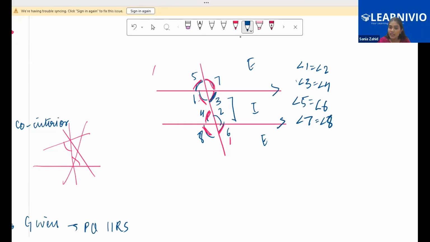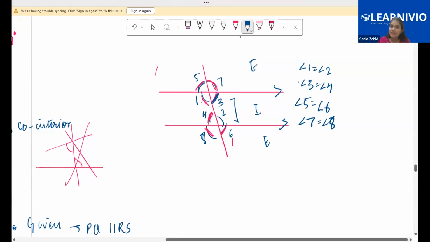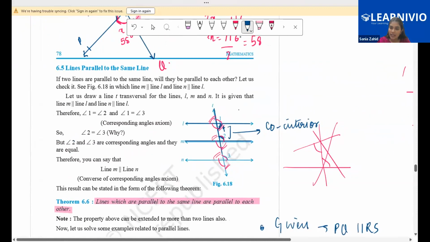Then vertically opposite angles, what were they? Like 5 and 3, 7 and 1, 4 and 6, 2 and 8. So these are vertically opposite. So children, any doubt in the angles part? Everybody knows all the names of the angles now, right?